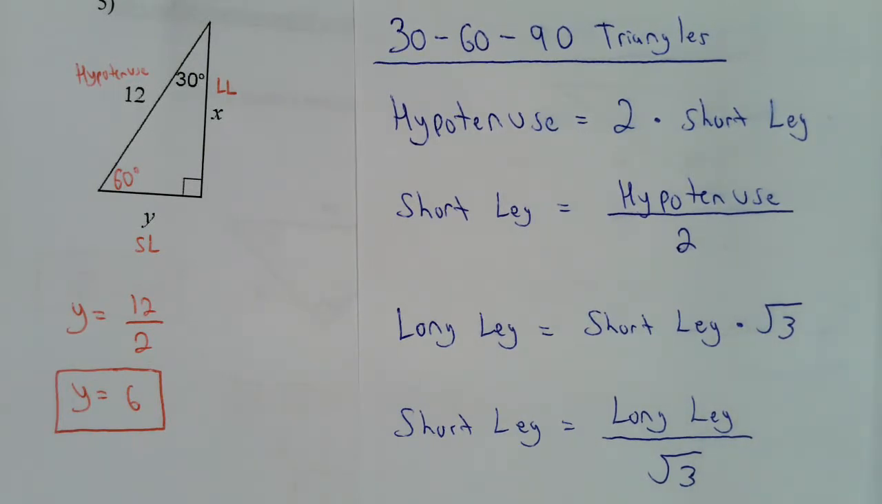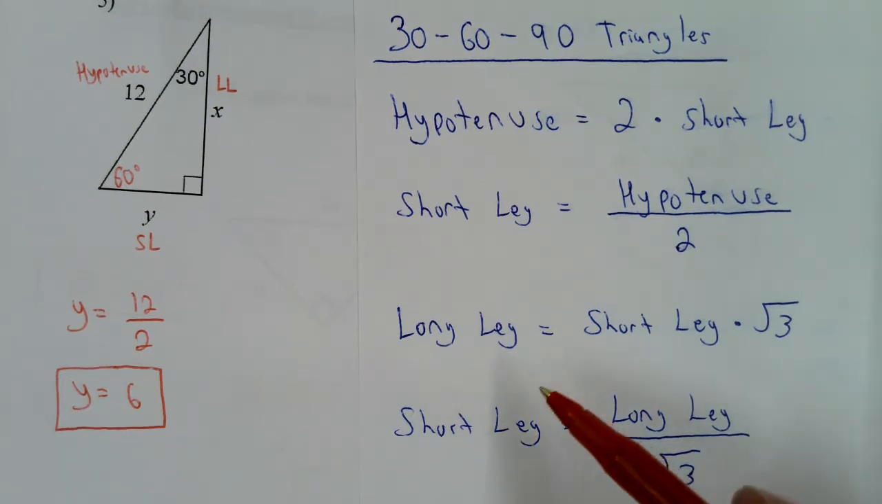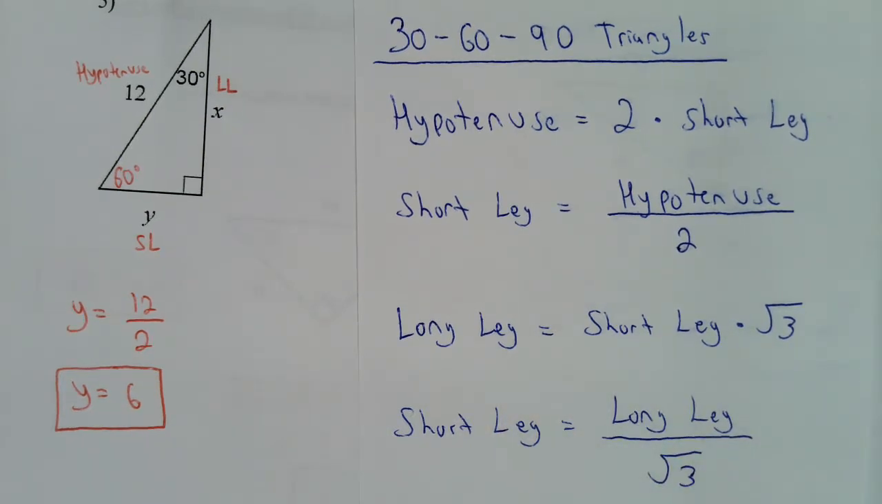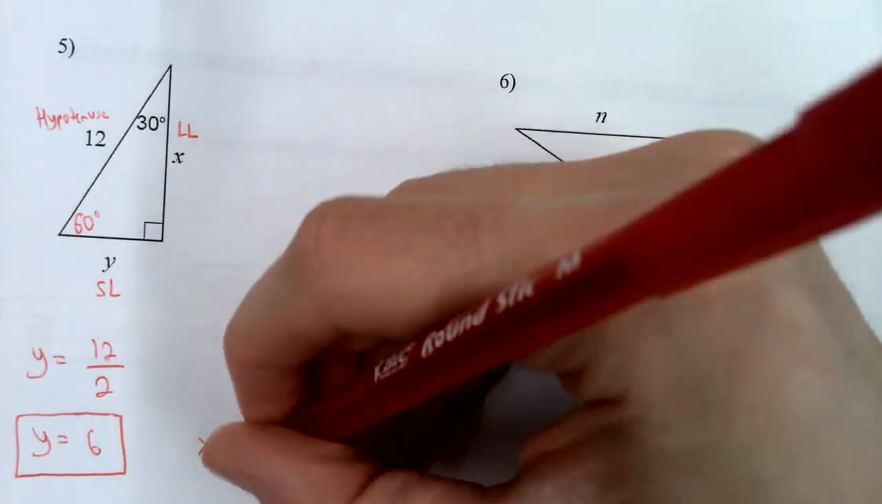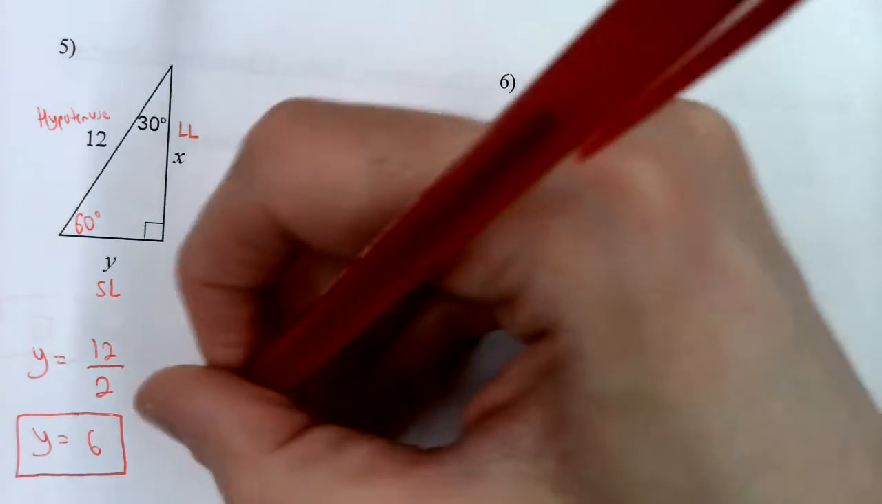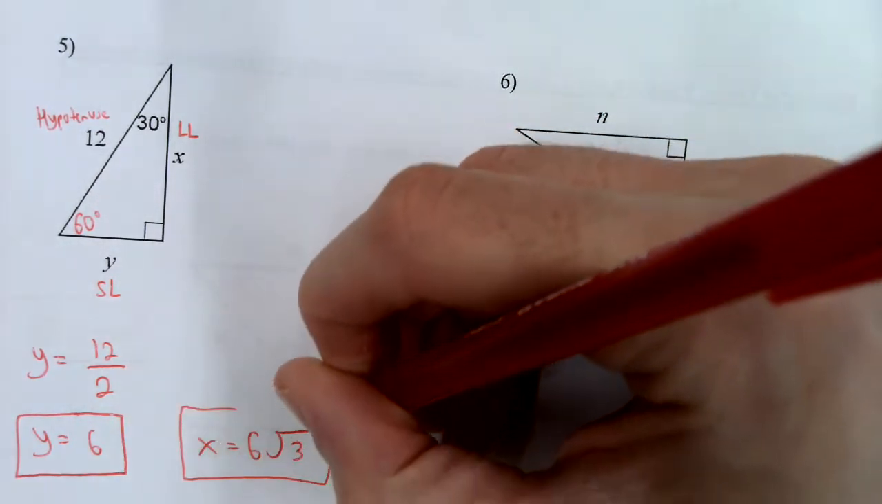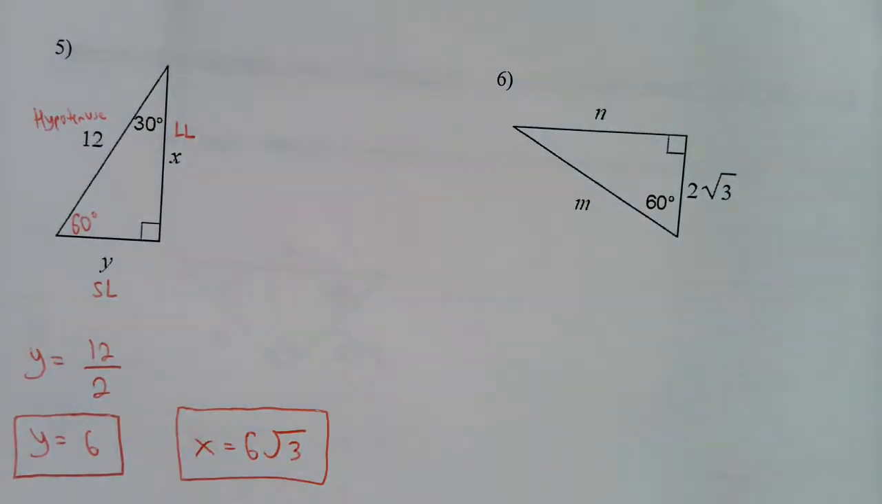You'll notice there's no formulas directly comparing the hypotenuse and the long leg because that's just too complicated. It's a little messy, so I like doing everything in terms of the short leg. Okay. Now we can get the long leg, which is x, because long leg equals short leg times square root of 3. So x is going to equal short leg, which is 6, times the square root of 3. And that one's done.